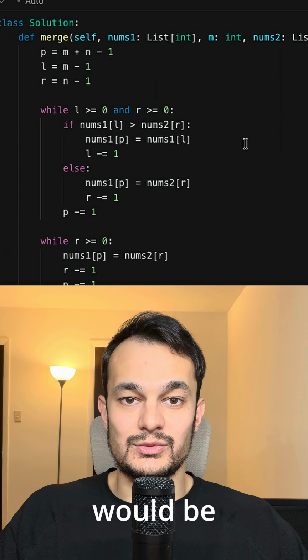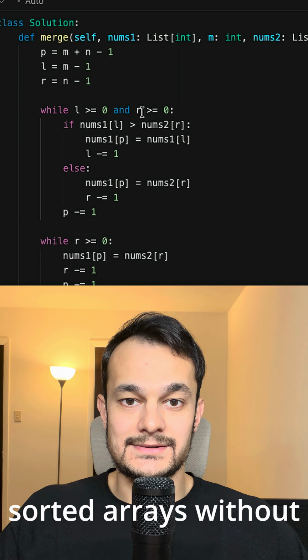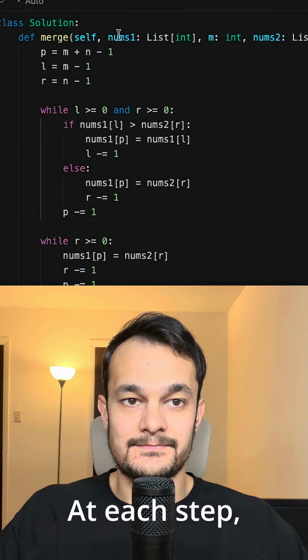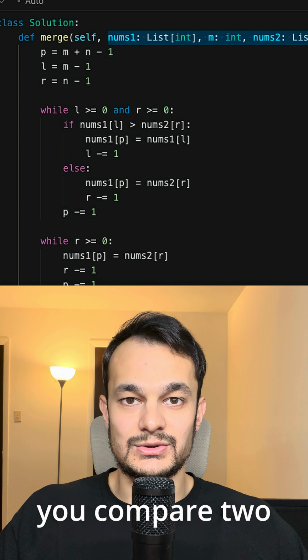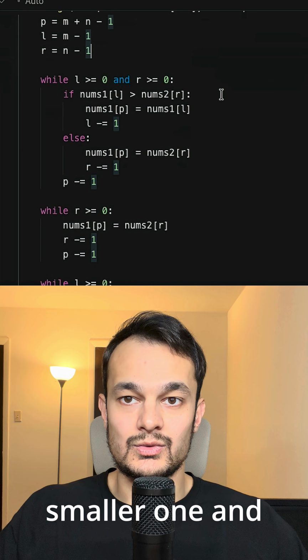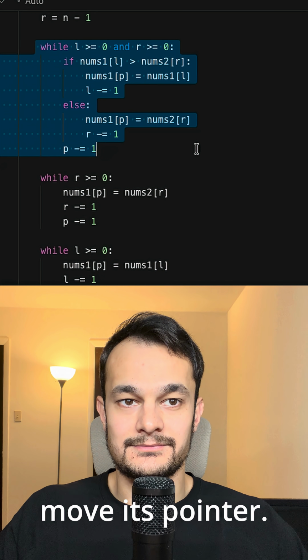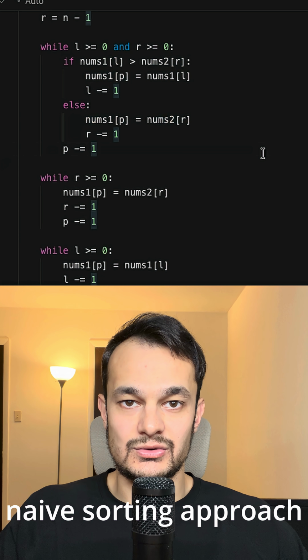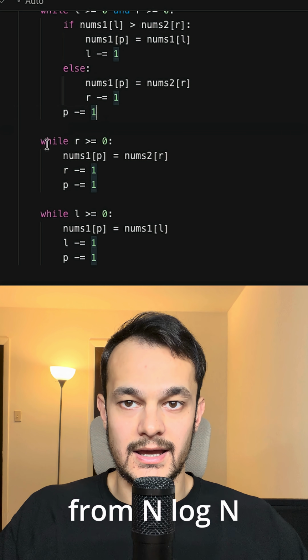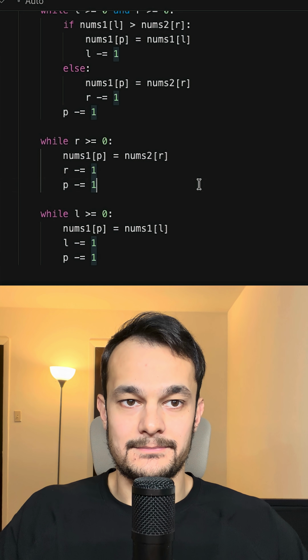A great example would be merging two sorted arrays without sorting again. At each step, you compare two values, append the smaller one, and move its pointer. This improves the naive sorting approach from n log n down to n plus n.